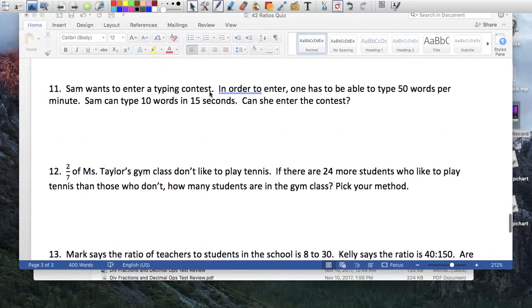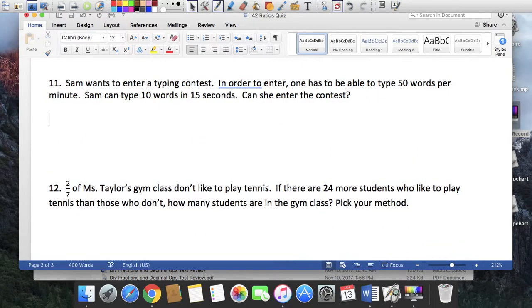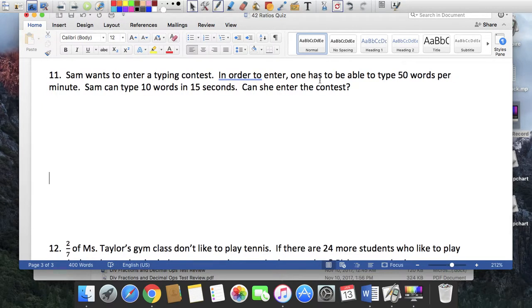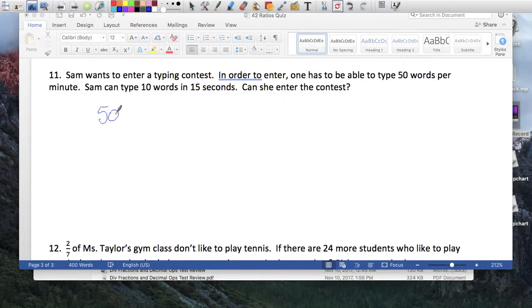11. I'll come back to 10. I'm still not happy with the results. So 11 says, Sam wants to enter a typing contest. In order to enter, one has to be able to type 50 words per minute. Sam can type 10 words in 15 seconds. Can he enter the contest? Well, here's what I know. 50 words in 1 minute. This is my requirement, what the contest says. And this is what I know about Sam: she can type 10 words in 15 seconds.